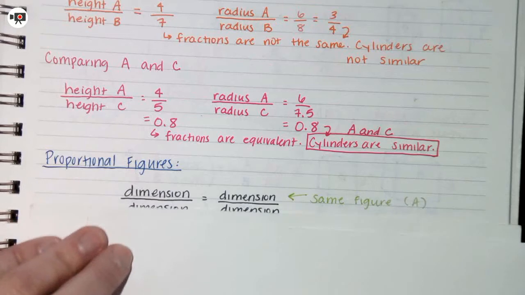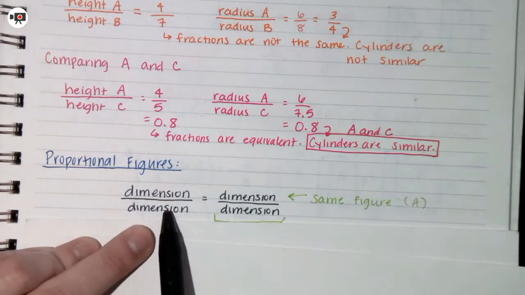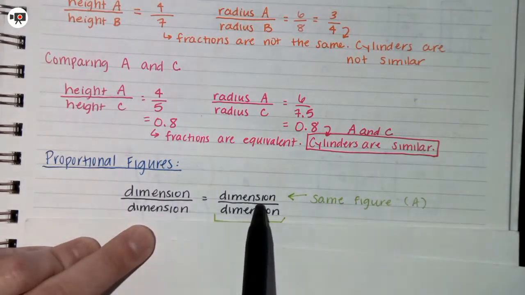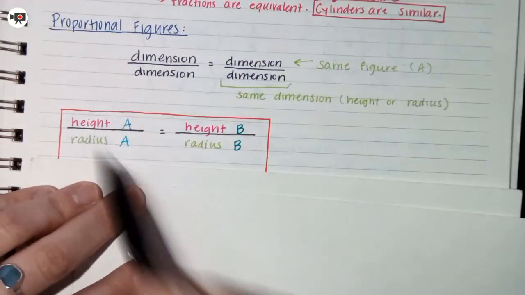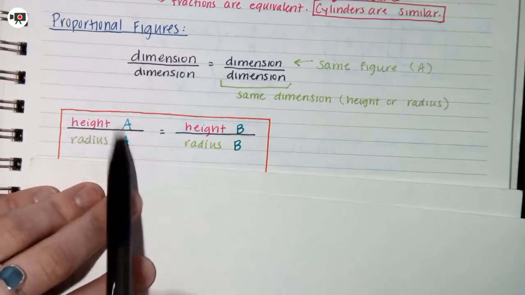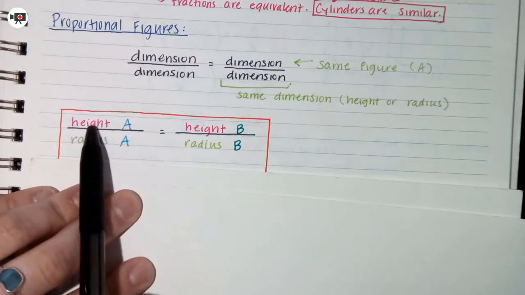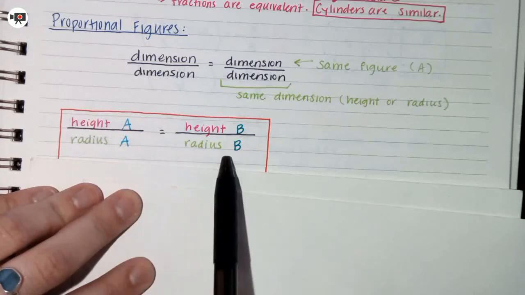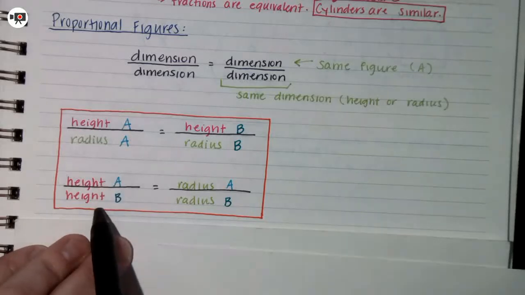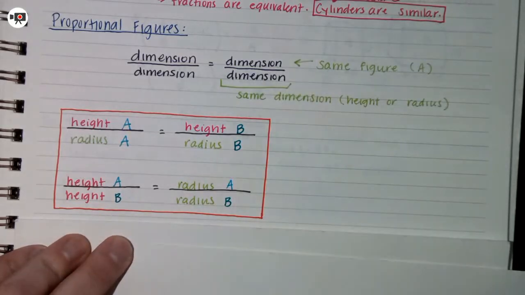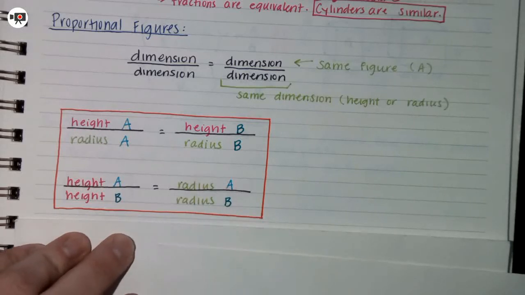For proportional figures, we could put dimension over dimension, where we have the same figure in numerators and the same figure in denominators, and the same dimension would be in the heights in the one fraction. So we can write that a couple different ways. I could have height of A over radius of A, so that's the same figure, and then the same dimensions would be numerators and denominators. Or you can set up your proportion height of A over height of B, just like I did in the other examples, and the radius of A over the radius of B, or whatever dimension they give you here.